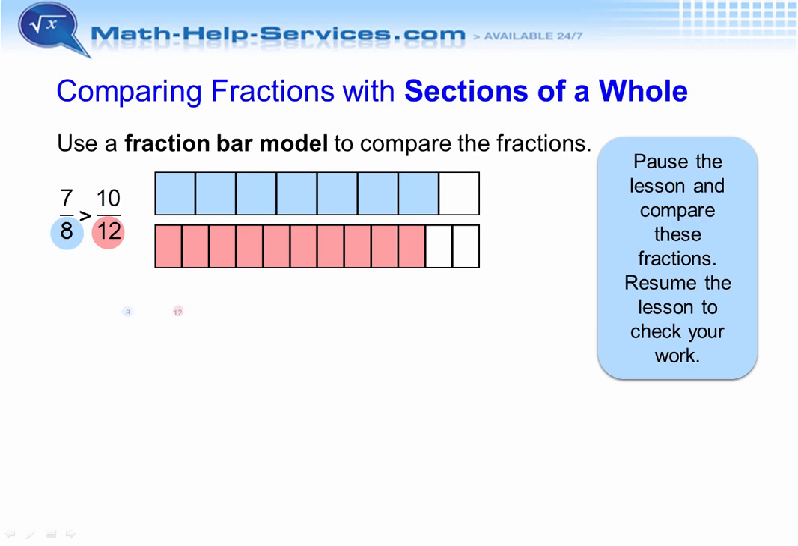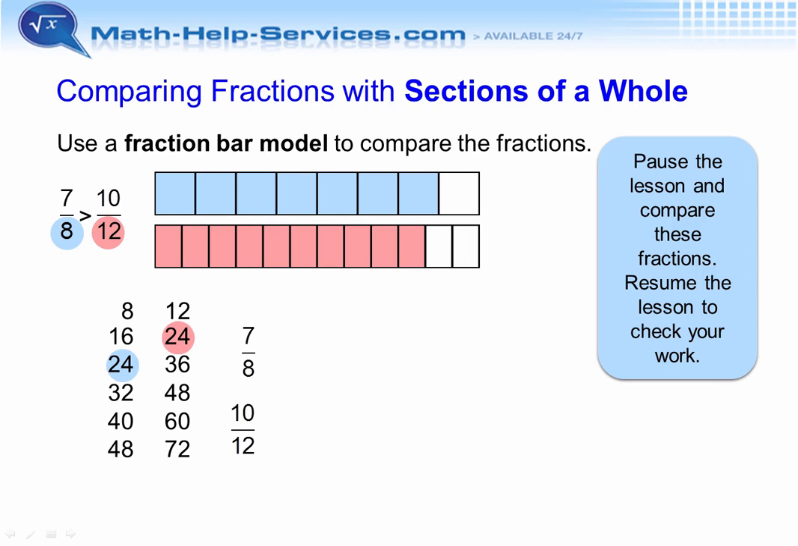Now let's try the least common multiple method. 8 and 12. Let's list out the multiples of each. And we see that 24 is the least common multiple. So now we need to multiply by a form of 1 to get 24 in the denominator. So let's take 7/8. What will we multiply the denominator 8 by to get to 24? Well, that will be 3. So our form of 1 will be 3/3. So now we have 21/24. Notice our fraction bar model is now divided into 24 equal parts and 21 are shaded.